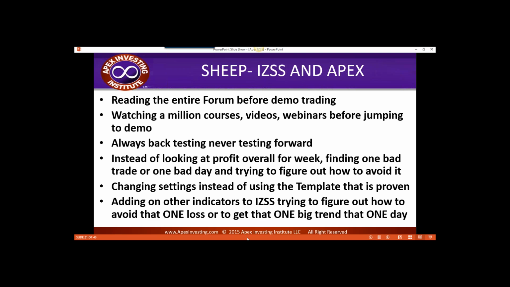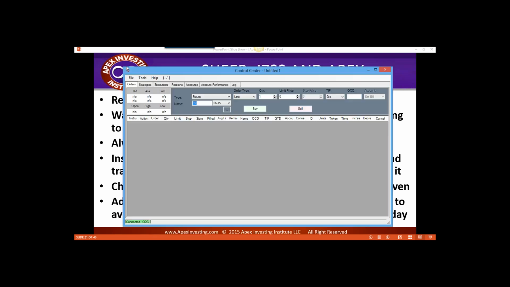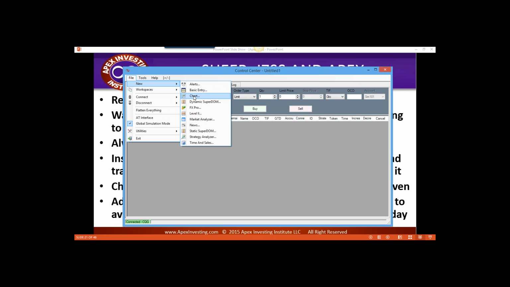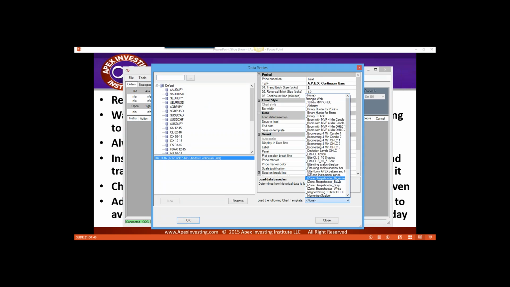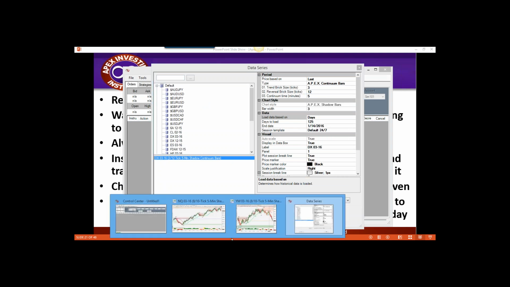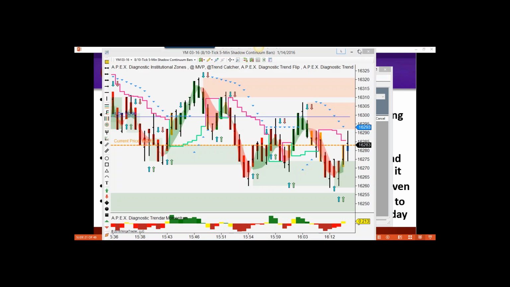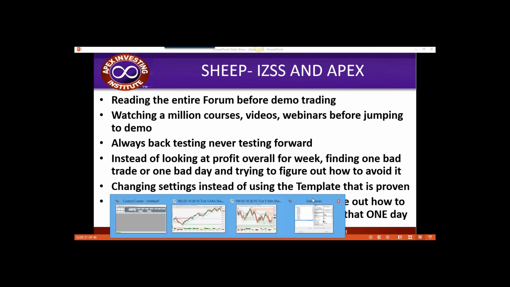Instead of using what I just showed you, hey, new chart, boom, right here, template, iZone Sharpshooter beginner template. All you got to do is select your instrument, fix your bar size, select the chart, and what? Pop the chart up. There it is. You're done.